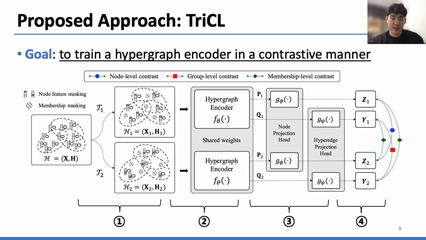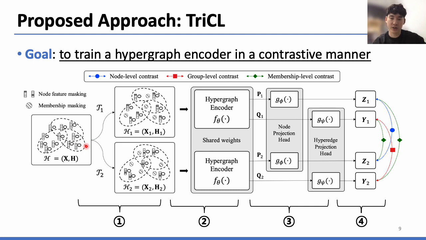Let me introduce TriCL. Our goal is to train a hypergraph encoder in a contrastive manner. The encoder produces the node and hyperedge embeddings, and these embeddings may be utilized for downstream tasks such as node classification and clustering. This is the architecture of TriCL.